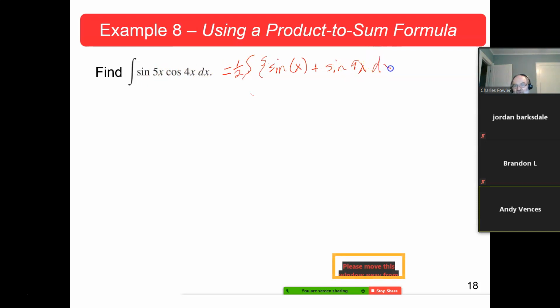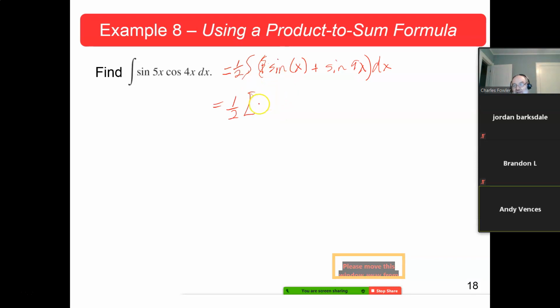dx. So without all the things there, we could just put a parenthesis here. Okay, I think that might work better. The brace is sort of messy. Okay, so that's 1/2. Okay, what's the antiderivative of sine?